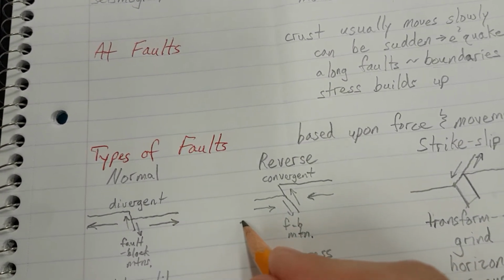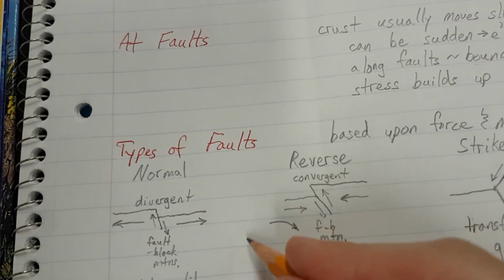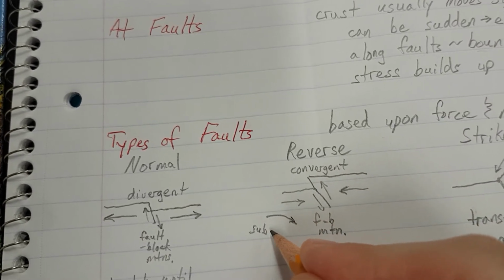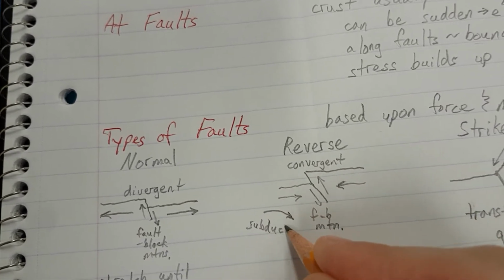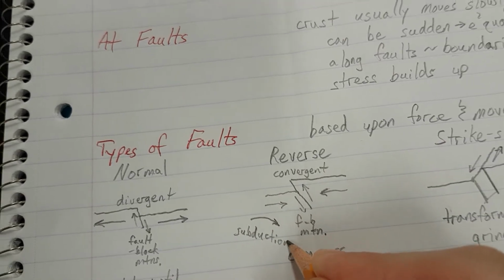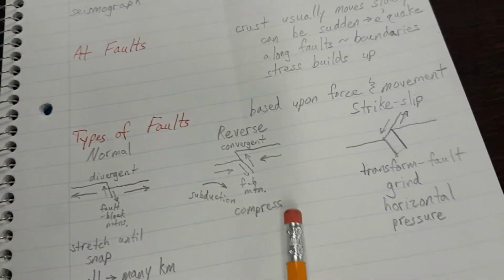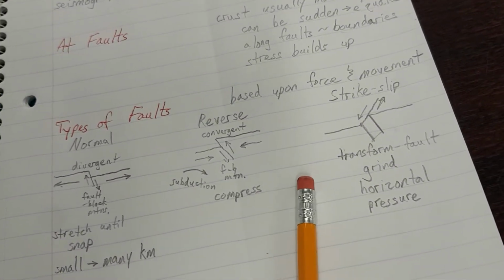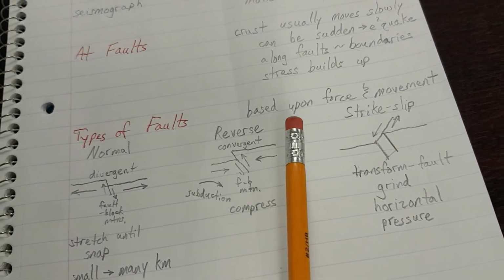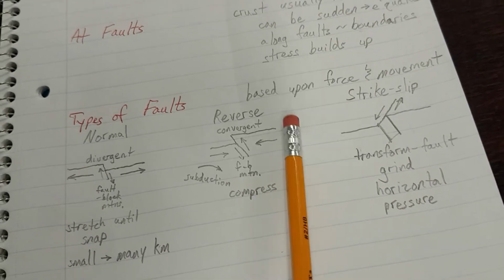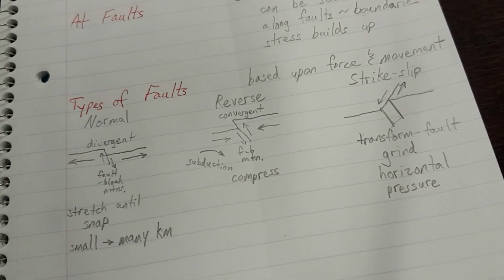So usually over here is going to be SUB-DUCT-ION, subduction. You know what that means. There's going to be hot spots, magma plumes rising to the surface, creating dome mountains, or possibly erupting through in volcanoes.